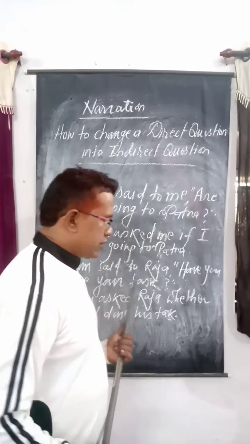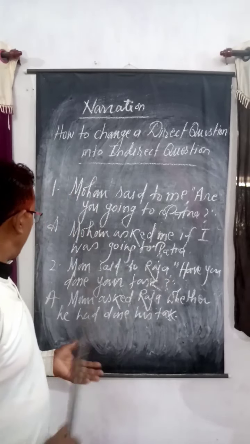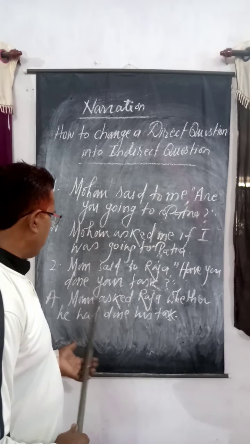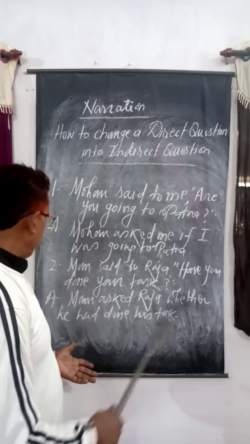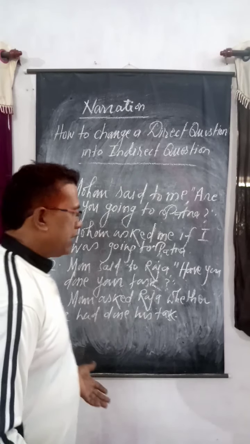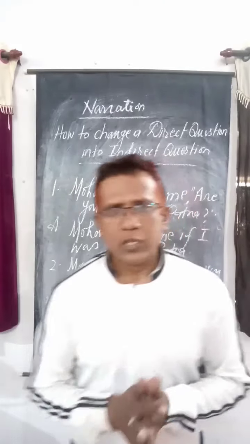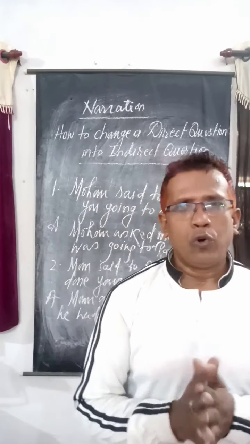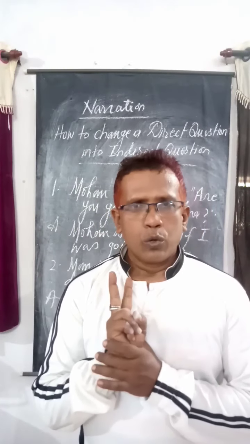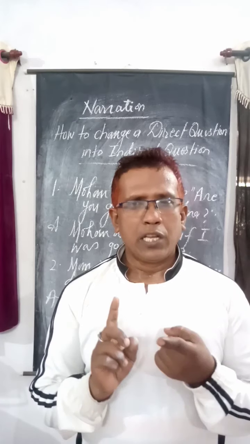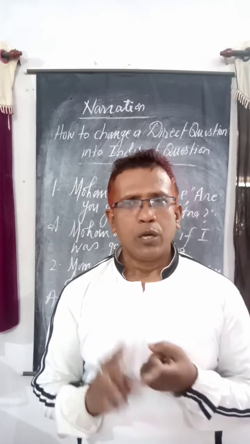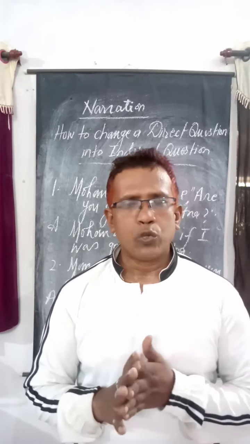In number 2, you can see Mom said to Raju, "Have you done your task?" Mom asked Raju whether he had done his task. So dear students, in these two examples we came to know that there are two types of questions. Question number 1 is the WH question. Question number 2 is the yes no question.